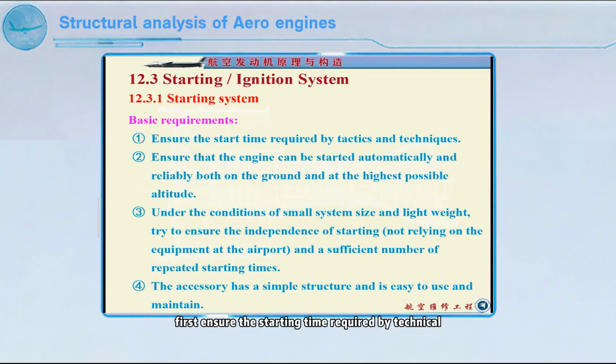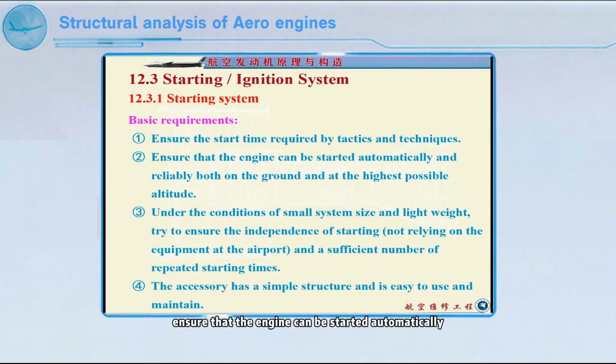First, ensure the starting time required by technical and tactical requirements. Starting time refers to the entire time from the start of the starting system to the acceleration of the engine rotor to the slow speed. For fighters and interceptors, winning time means gaining the initiative in the battle.